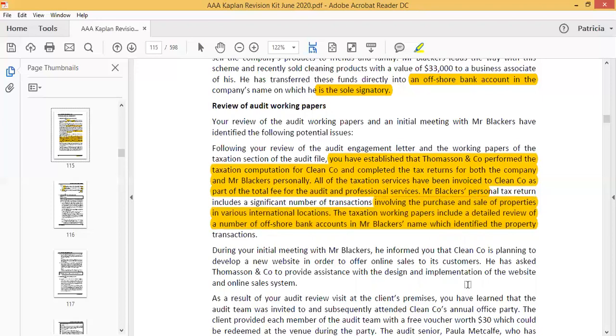During your initial meeting with Mr. Blackers, he informed you that CleanCo is planning to develop a new website in order to offer online sales to its customers. He has asked Thomasson and Company to provide assistance with the design and implementation of the website and online sales system.